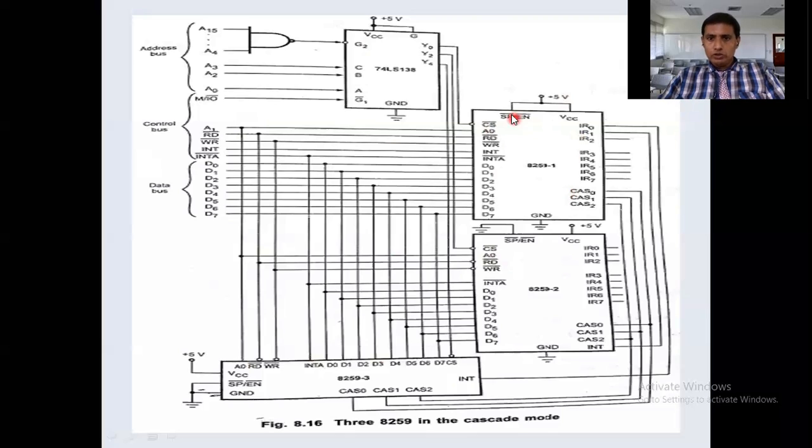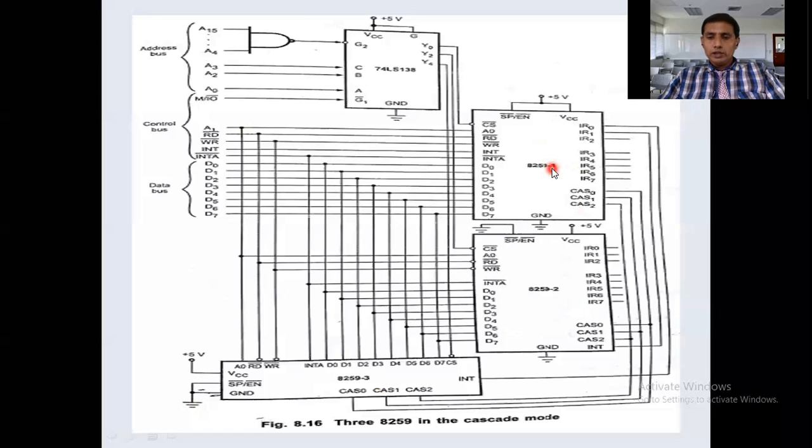One is master, two are slaves. Assume this 8259 is the master and the other two are slaves. How to make this one a master? See here, SP bar / EN bar is connected to VCC, 5 volts. Then this acts like a master. For the other two, SP bar / EN bar is connected to ground. Then these two act like slaves and this one acts like a master.